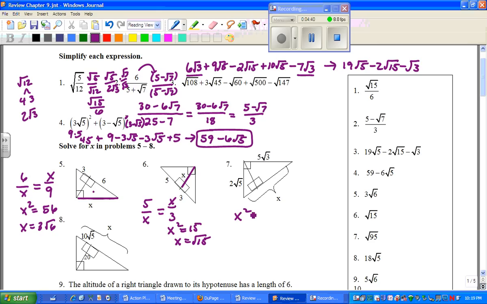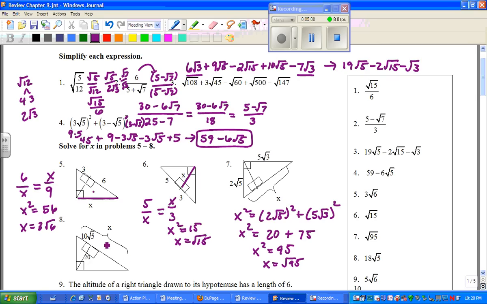So let's just do Pythagorean theorem and say x squared is equal to 2 root 5 squared plus 5 root 3 squared. This is 4 times 5, so this is 20. This is 5 times 5, so that's 25 times 3, so that's 75. You got x squared. Add them up and you get 95. So you got x is equal to square root of 95.